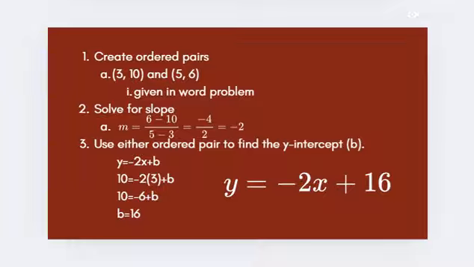So we're going to use either ordered pair to find the y-intercept b. We're going to go ahead and use the first one. So our slope gave us the formula y equals negative 2x plus b. Plug in our x and y values. That gives us 10 equals negative 2 times 3 plus b. Negative 2 times 3 is negative 6. So now we have 10 equals negative 6 plus b. Add 6 to each side and you end up with b equals 16. That's our y-intercept. So our final formula is y equals negative 2x plus 16.